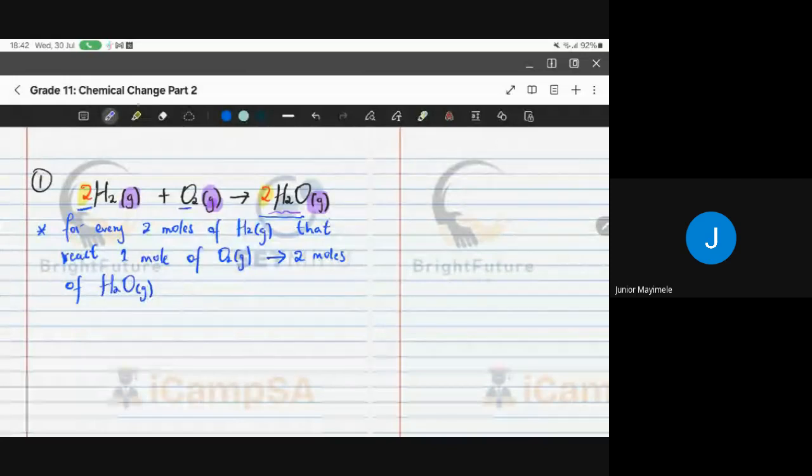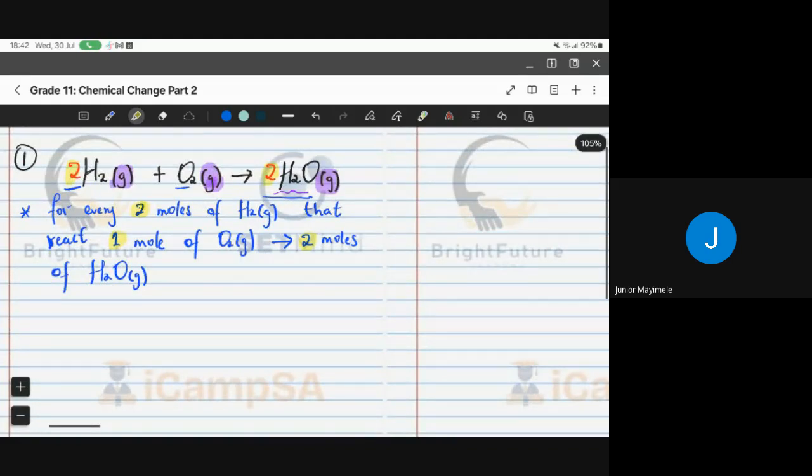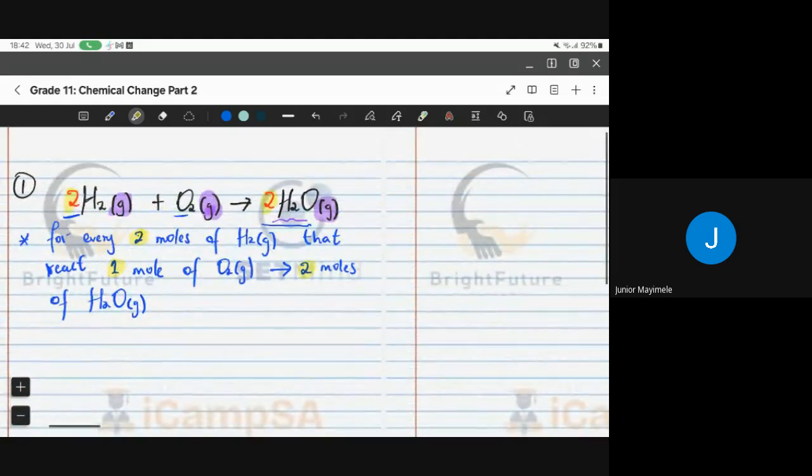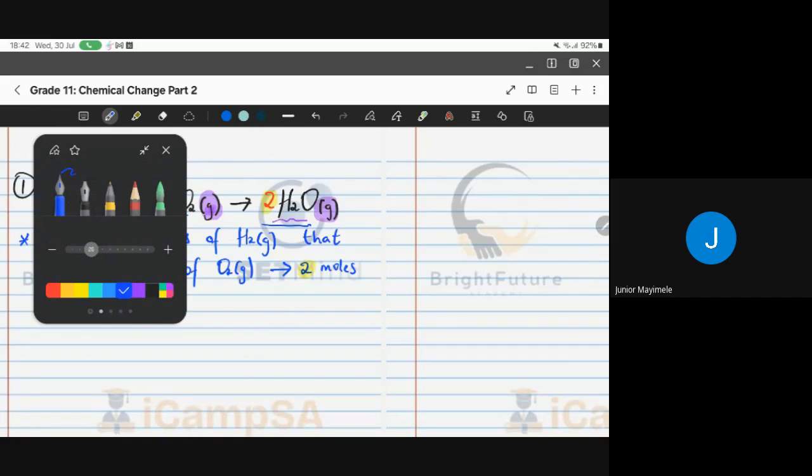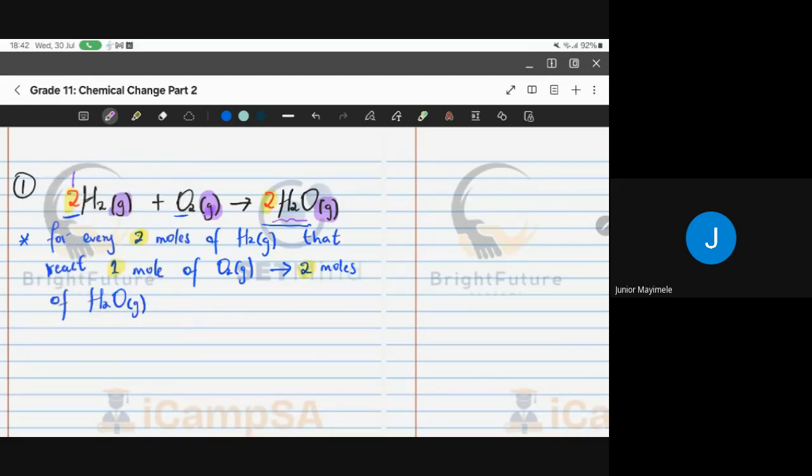But remember, these numbers, these 2, 1 mole and 2, are not the actual number of moles of each of these constituents of the reaction. They are merely mole ratios. What do I mean by that? Most people get confused with this one. It's very important to understand that before we move forward, these are what you call mole ratios.